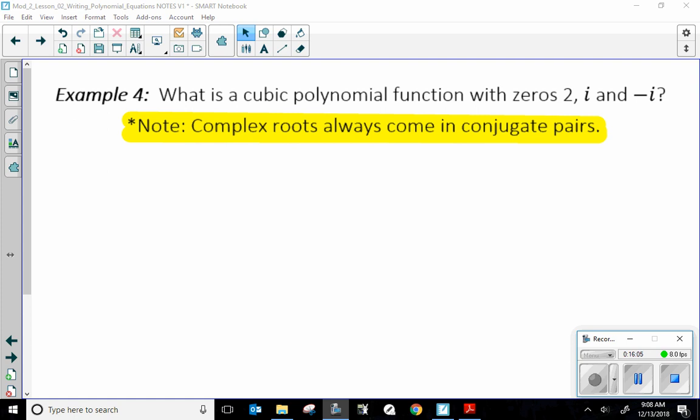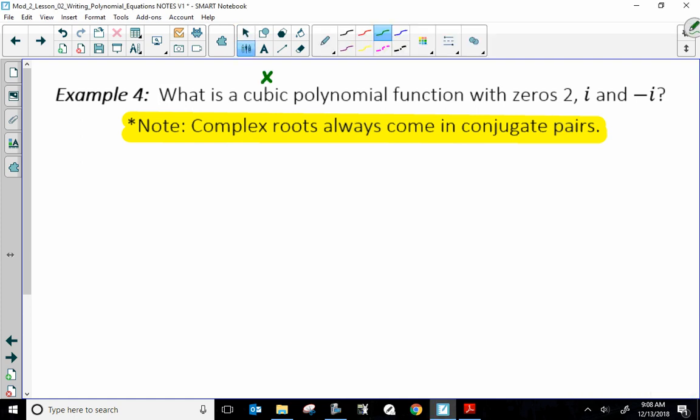Number 4. Right, number 4 says, what is a cubic polynomial function with zeros 2, i, and negative i? Okay, cubic just means it's going to have a degree 3. Thanks for letting us know that. They say nothing of a lead coefficient, so don't worry about it. They don't want to know a specific equation. Just give me one cubic polynomial function with the zeros 2, i, and negative i.